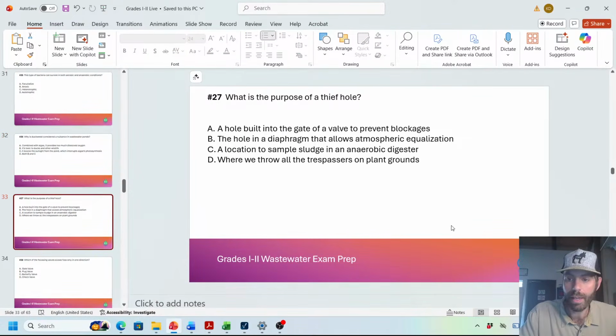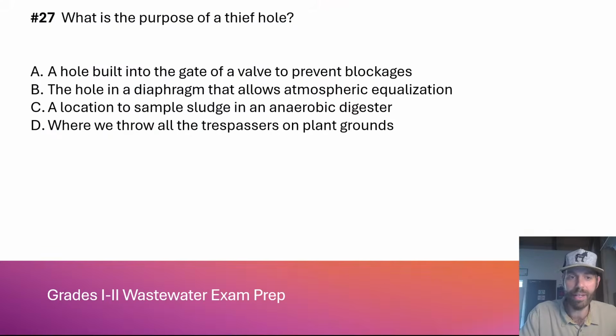Duckweed. Okay. I got a little funny one because I couldn't come up with a third wrong answer. What is the purpose of a thief hole? A, a hole built into the gate of a valve to prevent blockages. B, the hole in a diaphragm that allows atmospheric equalization. C, a location to sample sludge in an anaerobic digester. Or D, where we throw all the trespassers on plant grounds.